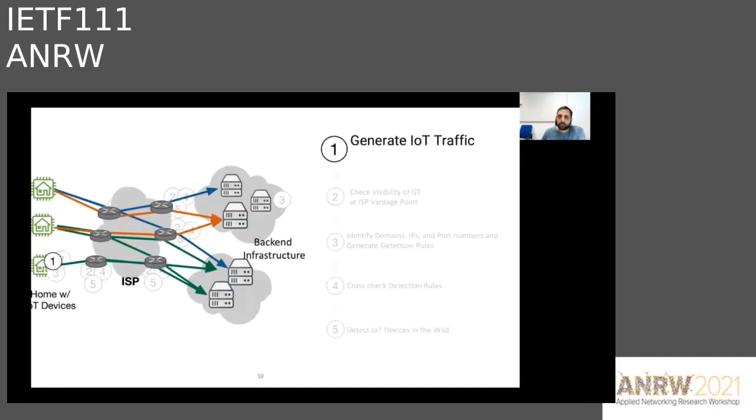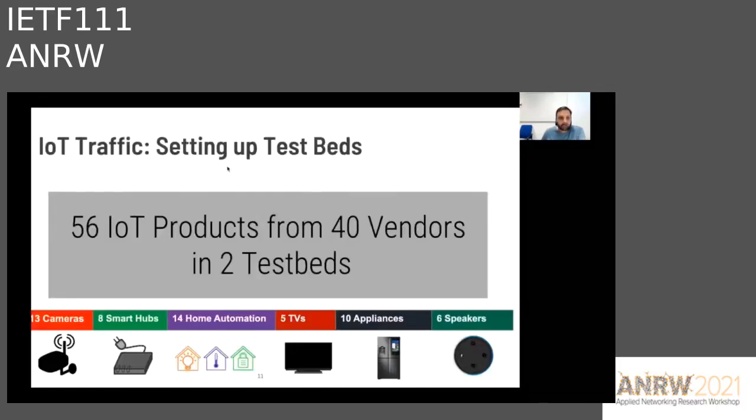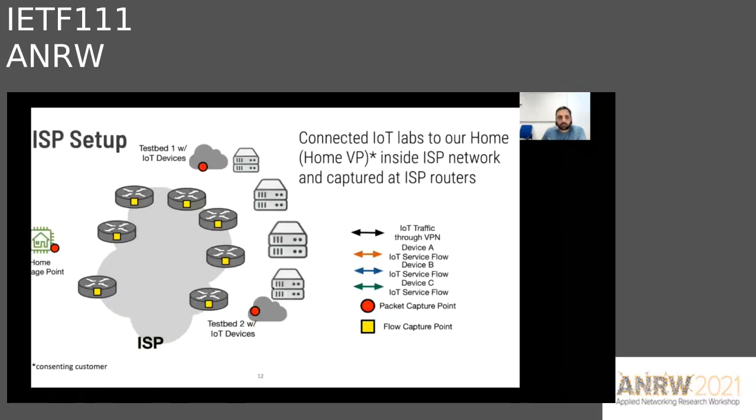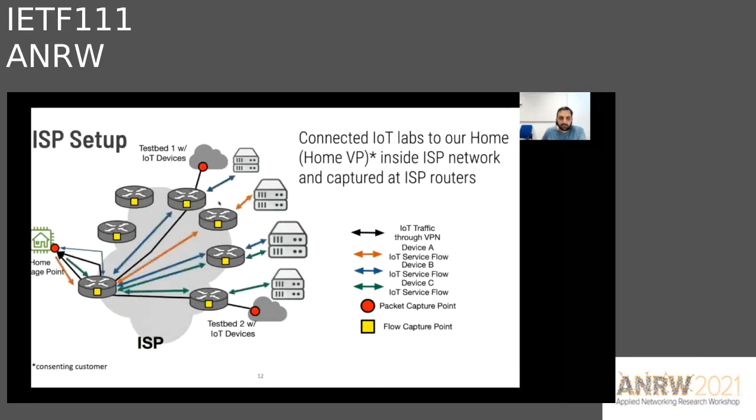Next, we generate ground truth IoT traffic. How do we do it? We set up two test beds containing 56 unique IoT products from 40 vendors in these six different categories. We trigger devices to generate IoT traffic. And next, we connect our test beds to a home vantage point inside the premise of the ISP and push back these IoT traffic to the internet and captured IoT traffic at these different locations as shown in the figure.